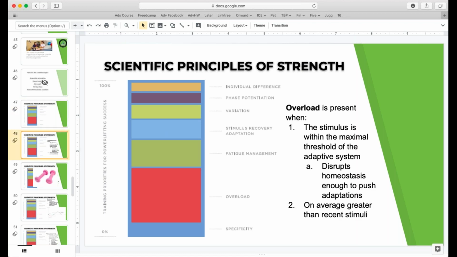The first one being overload. Overload is really important for us in rehab, and it's defined as when the stimulus we give is within the maximal threshold of the adaptive system. Essentially, we prescribe enough loading or volume or dosage that we disrupt homeostasis enough that the body recognizes that it must adapt to be ready for this stimulus the next time it shows up. Or a different way to look at that is it's, on average, greater than recent stimuli. We're pushing the body harder than it's been pushed lately.